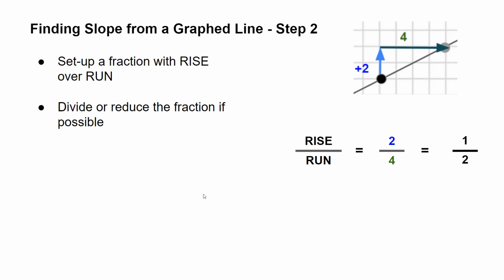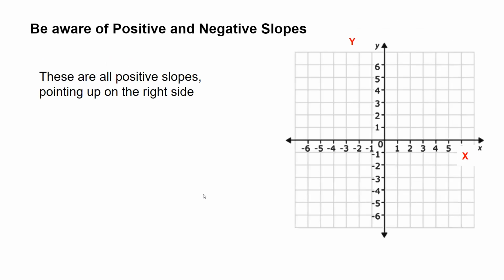That's it. Now, I do want to focus a little bit on being aware of positive or negative slopes, because believe it or not, you can visually tell whether a slope is positive or negative without doing any math. And the trick is to focus on the right-hand side. Where is that line going on the right-hand side? So let me make some examples.